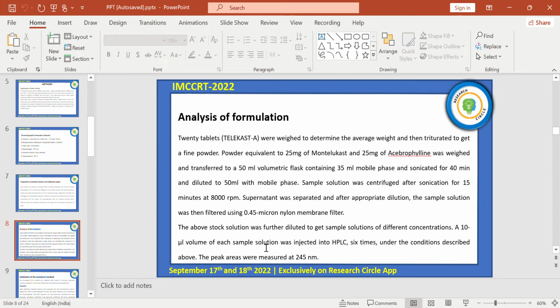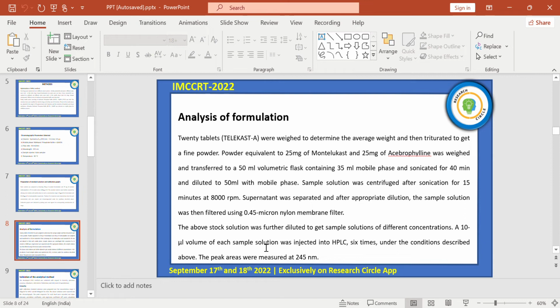Next step was analysis of formulation, where 20 tablets of Telukast A, which is a combination of these two drugs, were weighed to determine the average weight, and these tablets were then triturated to get a fine powder. Powder equivalent to 25 mg of Montelukast and 25 mg of acebrophylline was weighed and transferred to a 50 ml volumetric flask, which contained 35 ml mobile phase.